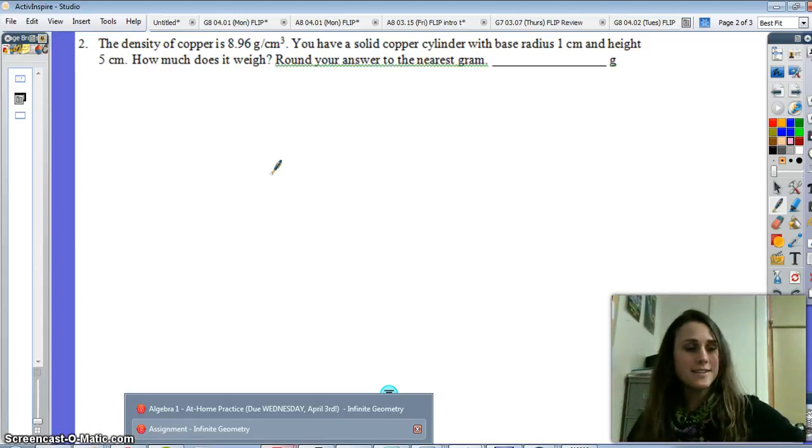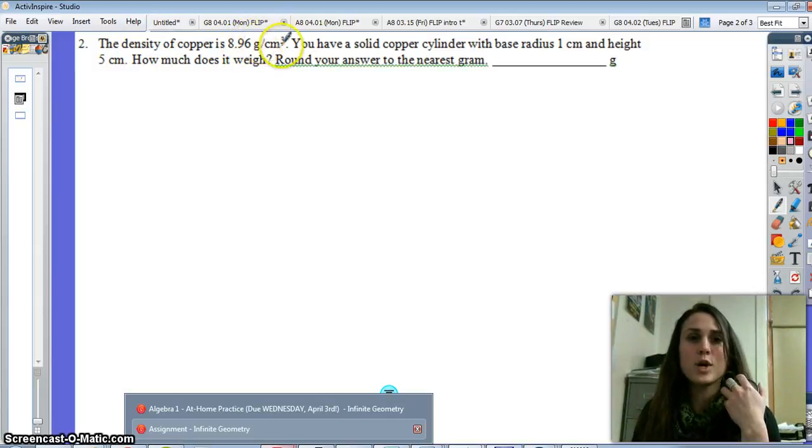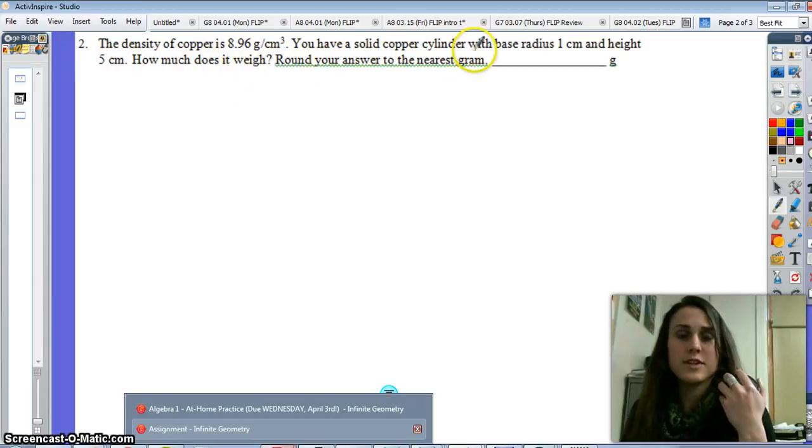Okay, question 2 is asking us, the density of copper is 8.96 grams per centimeter cubed. You have a solid copper cylinder with a base radius of 1 centimeter and a height of 5 centimeters. How much does the solid copper cylinder weigh? Round your answer to the nearest gram.